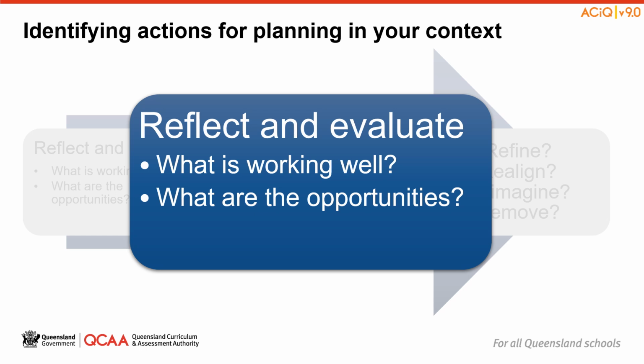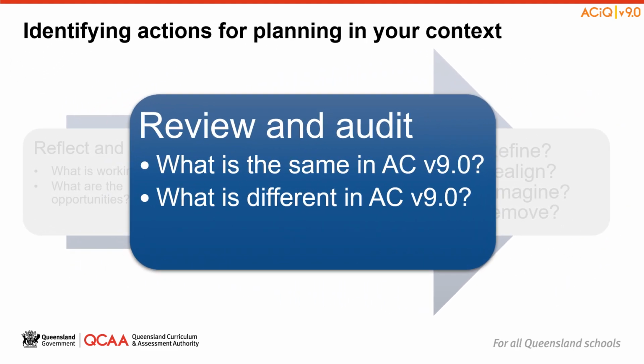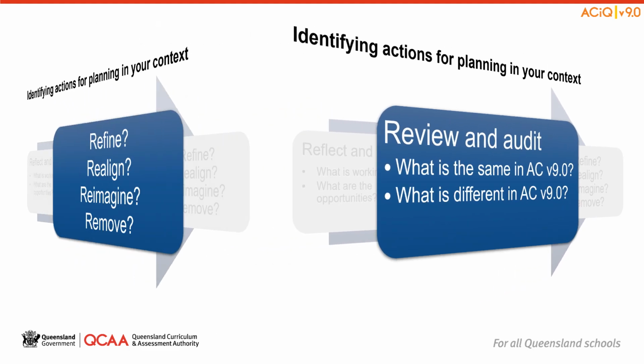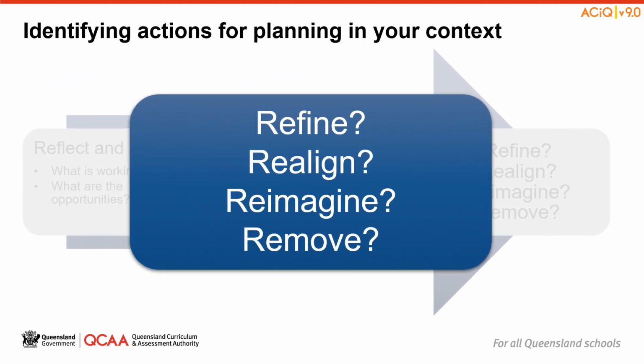This might mean that you want to reflect on current programs to identify strengths, limitations, and opportunities. Review and audit your current programs against the Australian Curriculum version 9 to discern what is the same and what will be different from your current practice. Ultimately, once you have completed your reflection and auditing, you can start to make some decisions about how much you need to refine, realign, reimagine, or remove aspects of your current plans to align with the Australian Curriculum version 9. This session will help you frame up the work that needs to be done to make sure you and your colleagues are ready for the change.